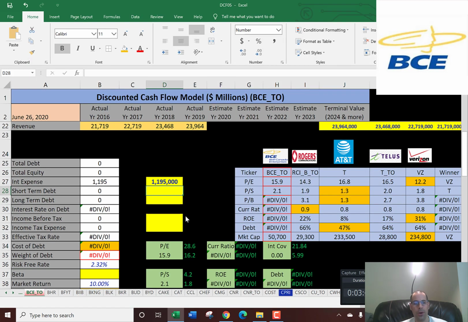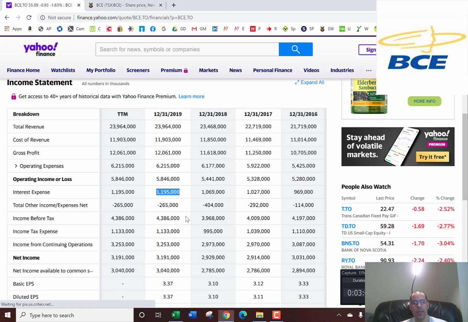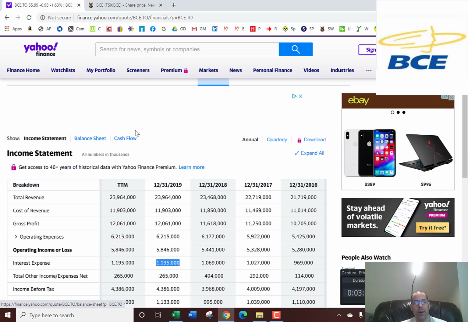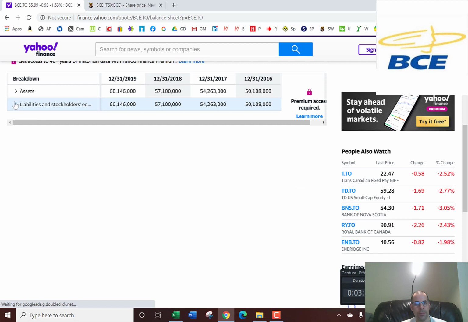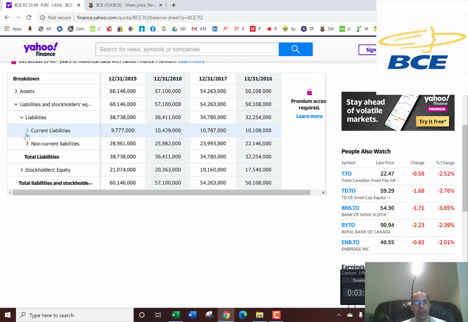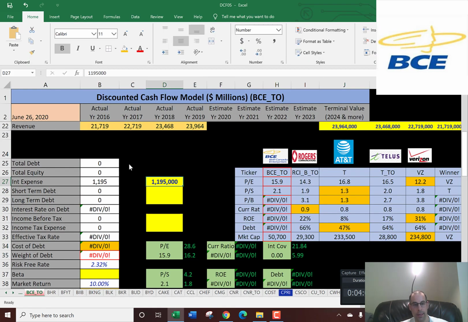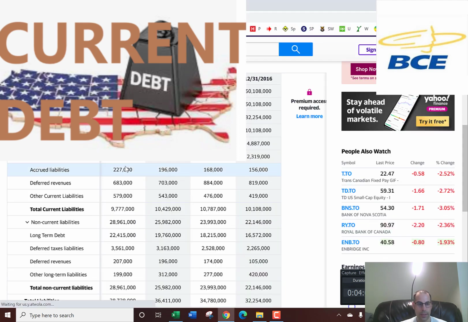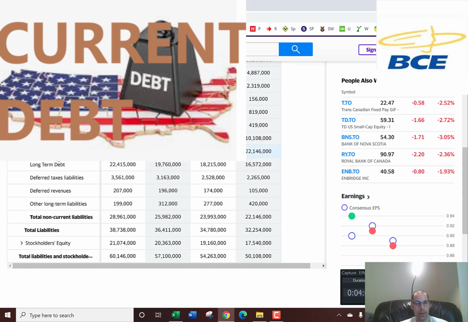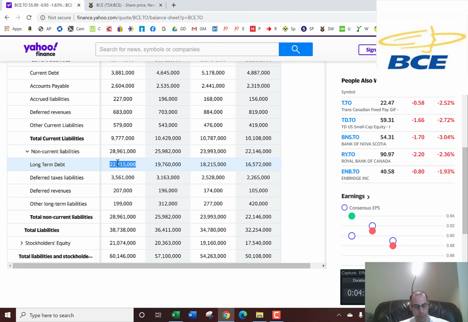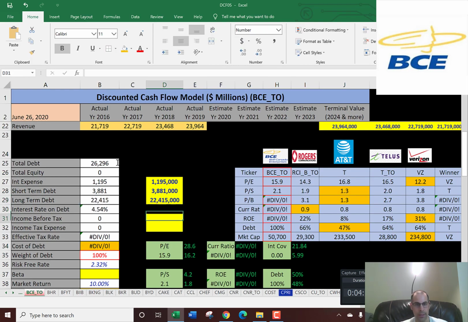Now we need the capital structure of the company so we can figure out the discount rate. They pay 1.2 billion of interest on their debt, and that's in the income statement. We need to figure out how much debt they have, so we'll go to the balance sheet. We'll go to liabilities, then current liabilities, which is $3.9 billion. That's current debt due within 12 months. And then for long-term debt, we'll go to non-current liabilities, long-term debt of 22 billion, and that's due after 12 months. They pay 4.5% interest on the debt.